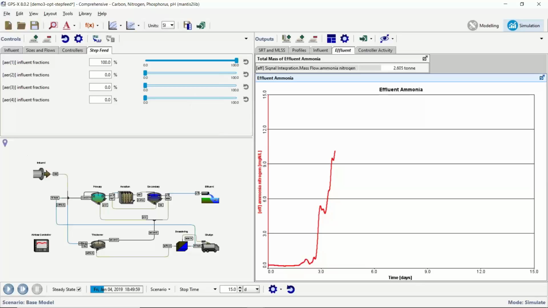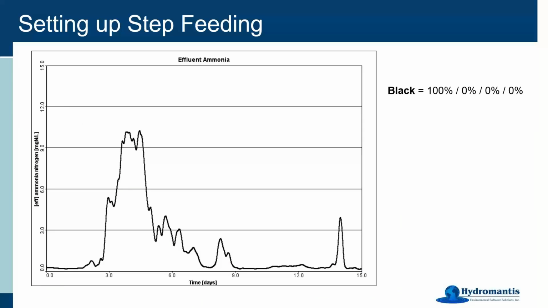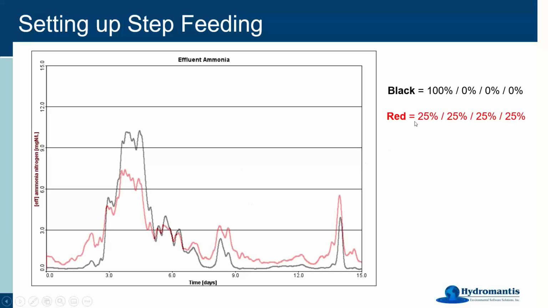I'm going to move on here because I realize I've been getting a little bit behind my schedule of what I want to talk about. Just like that previous one, I ran a couple of different examples. So here's that base case again, and in this case there's no bypassing this time. We're talking about step feeding. It's all 100%, 0, 0, 0. And now if I run a second simulation, it's 25% all the way through.